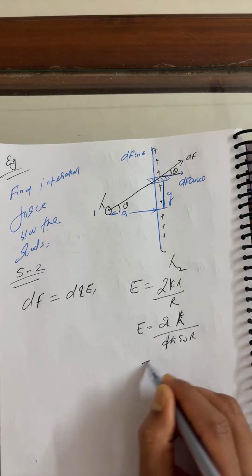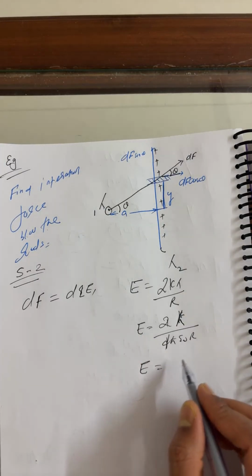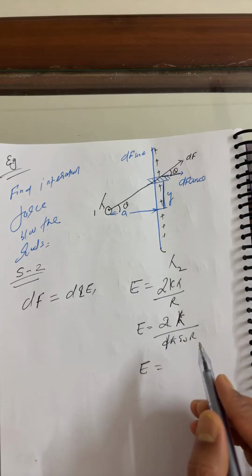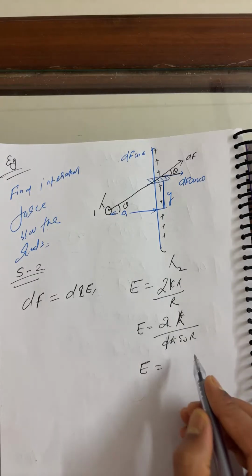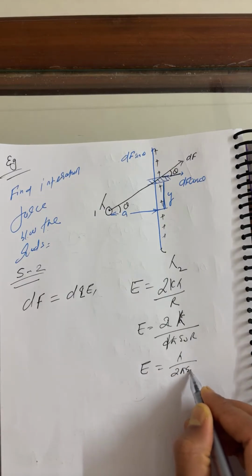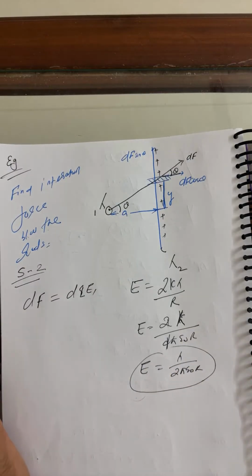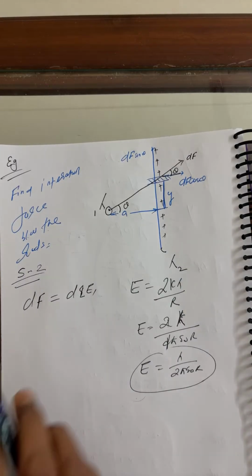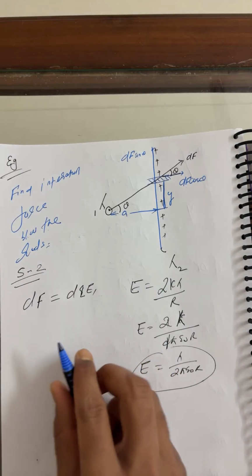This cancels. Now further in this question, the electric field due to a long rod or uniformly charged wire is lambda upon 2 pi epsilon naught into r. Electric field is lambda upon 2 pi epsilon naught into r. This is dF, which is dq into E1.